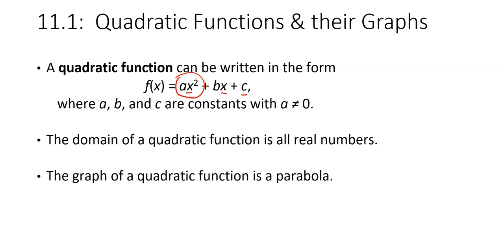The domain of a quadratic function is all real numbers. So if you look at an ax squared plus bx plus c, there's nothing that's going to make that undefined. There's no negatives under square roots. There's no zeros on bottoms of fractions. But as long as that's the case, then the domain is all real numbers. The range will depend on the function itself. And we'll get into that a little bit more as we go on.